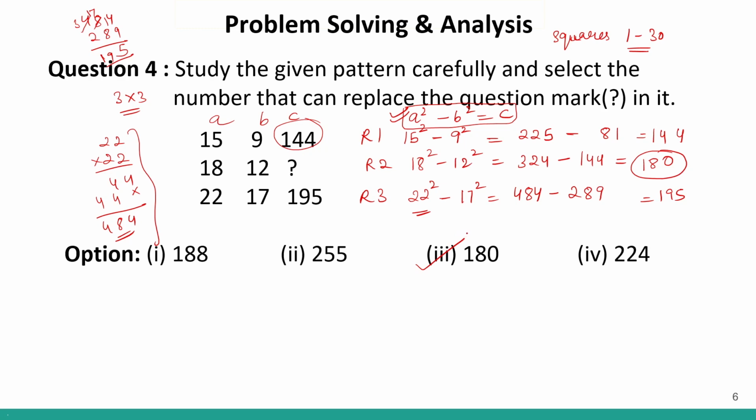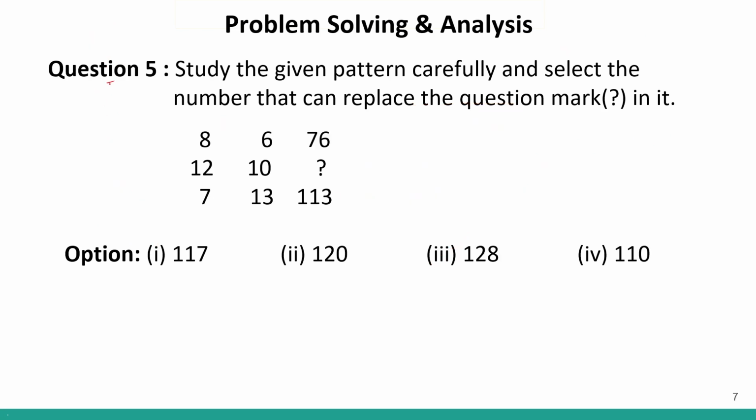Okay, clear? Let us move on to the next question, which is question number 5. Question number 5 is again a 3 into 3 grid. And over here again I can see that these numbers are significantly bigger than these two numbers. So probably some operations are being carried out on these two numbers to get the third number. Now let us see. If I square them up, 8 square plus 6 square, this will be 64 and this will be 36. If I add them up, I'll get 100. So this is not the logic I can think of.